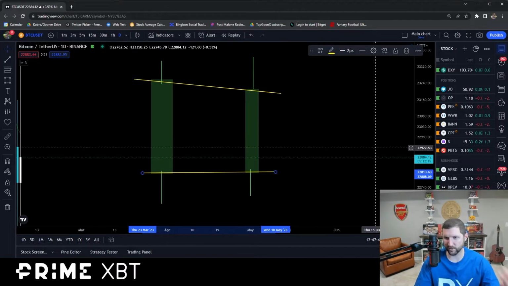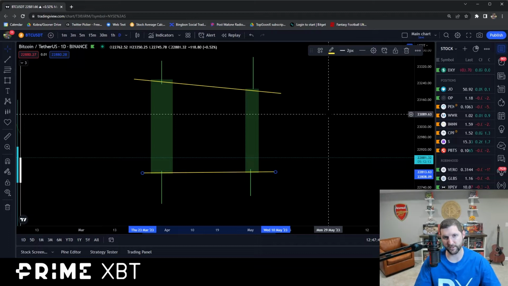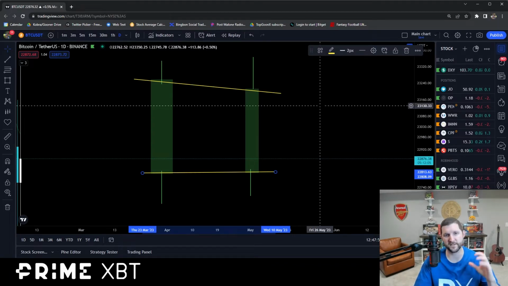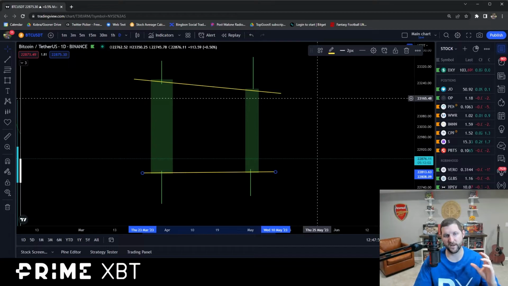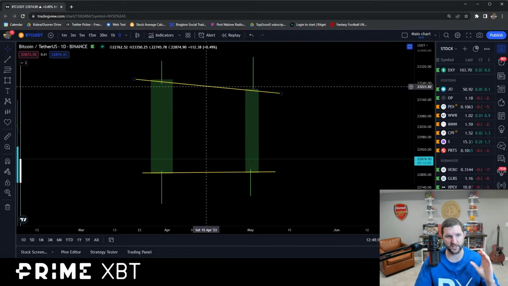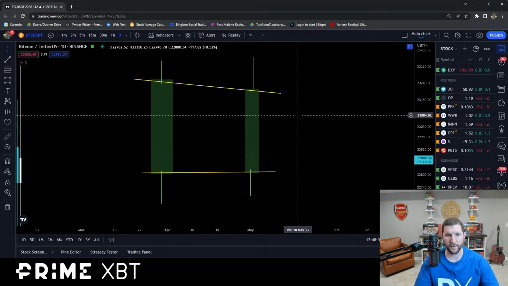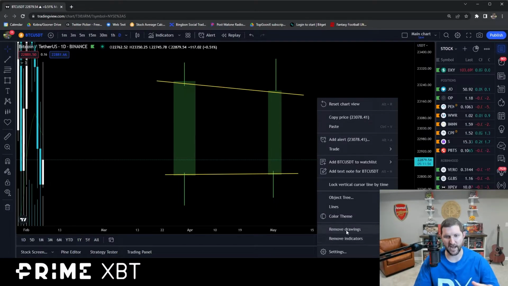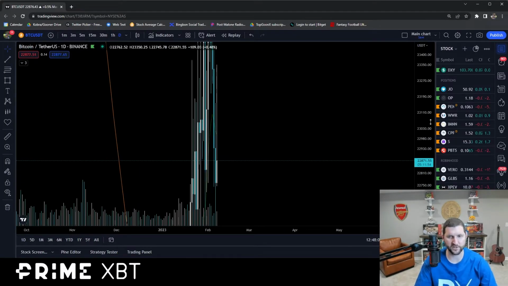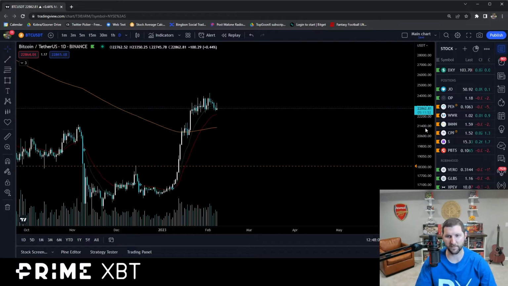Now, I still will use wicks for my analysis, and sometimes I will use wicks when I draw trend lines if I'm going for maximum touches. I will talk about that in a little bit. But the basic premise of my trendline strategy is I go for bodies only, and I find that it's very accurate a lot of times. Okay, so let's go and see if we can find some not choppy price action here.